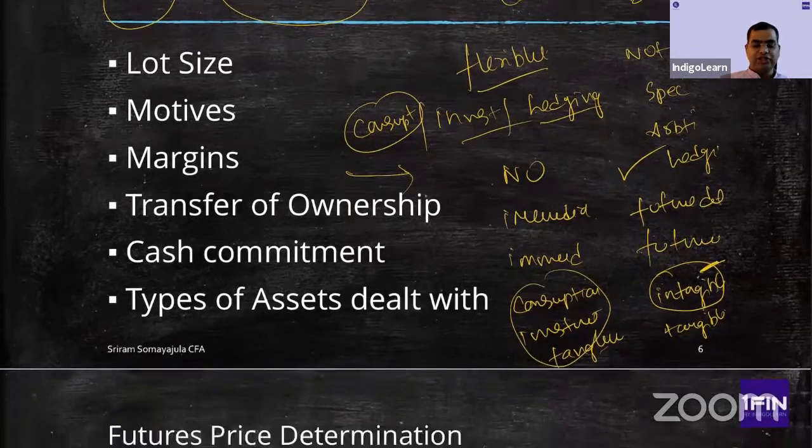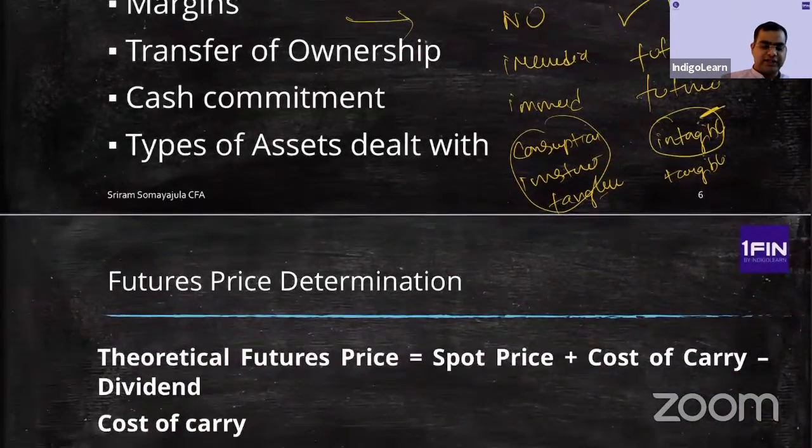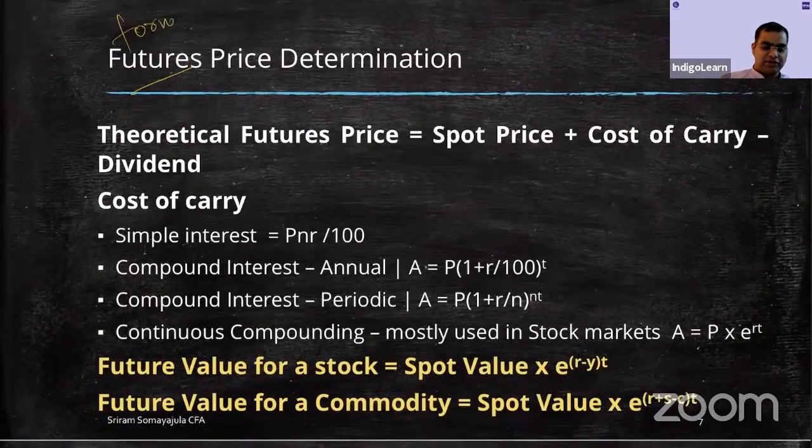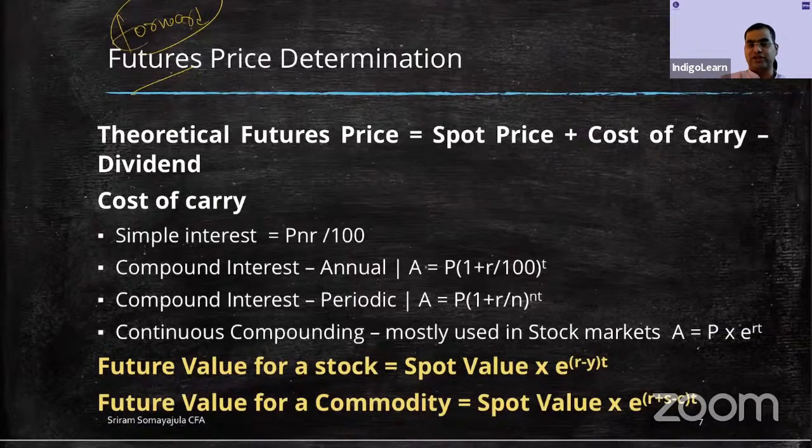Next, futures price. When I say futures, futures and forwards, both of them are the same. There are contractual differences between future and forward, the way the contracts are structured, but there are almost no differences in terms of pricing. So whenever we discuss futures and forwards, we'll take that the pricing is the same. Prices are determined in the same manner.